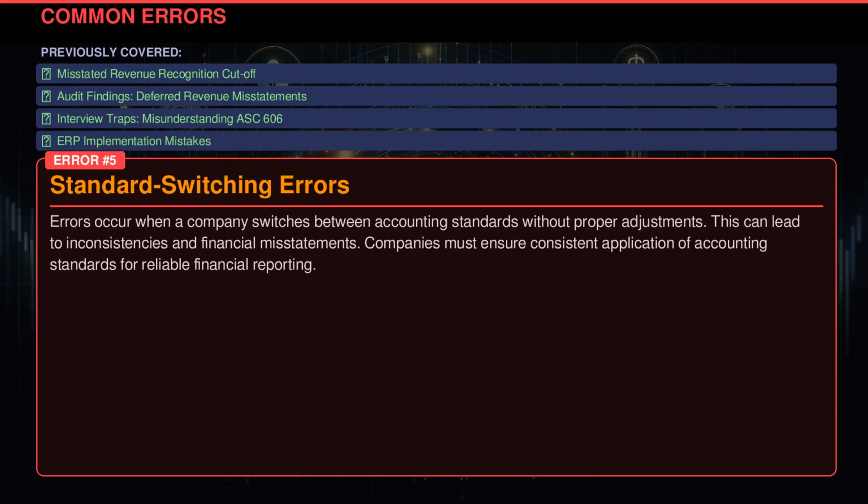Standard switching errors occur when companies like Zoho inadvertently switch between different accounting standards, such as International Financial Reporting Standards and Generally Accepted Accounting Principles, without making necessary adjustments. This inconsistency can lead to significant financial misstatements, as each standard has its own recognition and measurement criteria. Such errors often occur due to unclear accounting policies or inadequate training. Consistent application of chosen standards is crucial for accurate and reliable financial reporting. Auditors detect these errors by reviewing financial statements for adherence to a single set of standards and checking for proper disclosures of any changes.